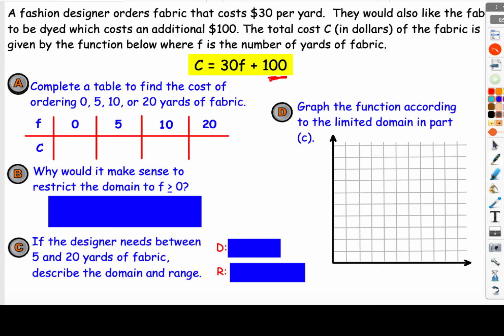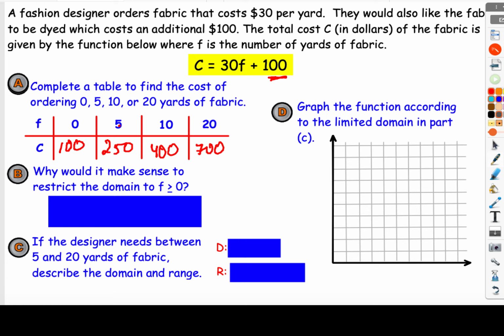So if we order 0 yards of fabric, well, technically we still have to pay for the dye, so that's going to start us off at 100. 5 would be 150 plus 100 is 250. 10 would be 30 times 10. We're plugging our number in for F right there. So 10 times 30 would be 300, makes 400 when we add that 100 on. And again, 600 plus 100 would be 700. So notice we get pretty big numbers there.